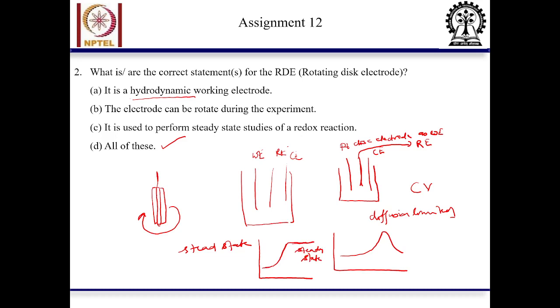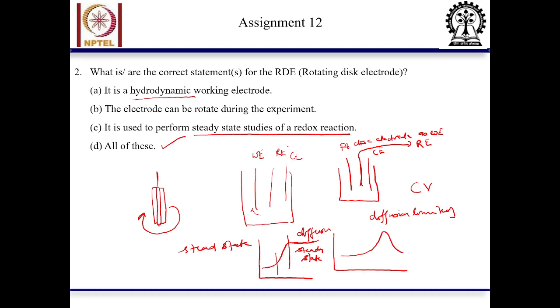Now this is called the kinetic limited region, this is called the mixed region, and this is called the diffusion limited current. So it is used to do the steady state study, because here we have a continuous flux of analyte coming to the working electrode. So this is the RDE, and this is how it is different from CV. The only thing is that here the working electrode is rotating.